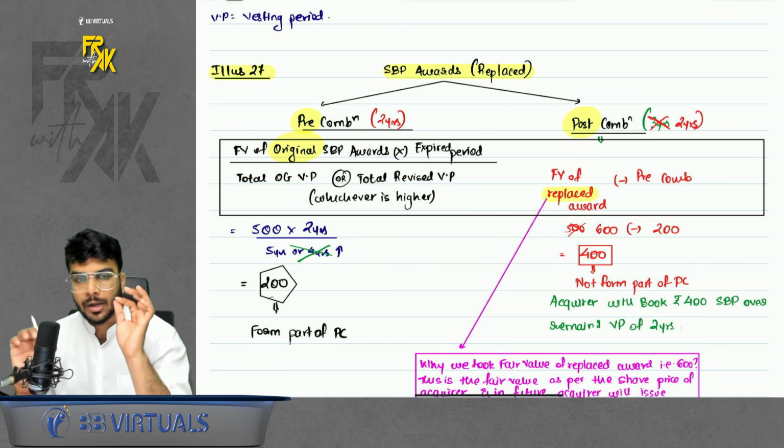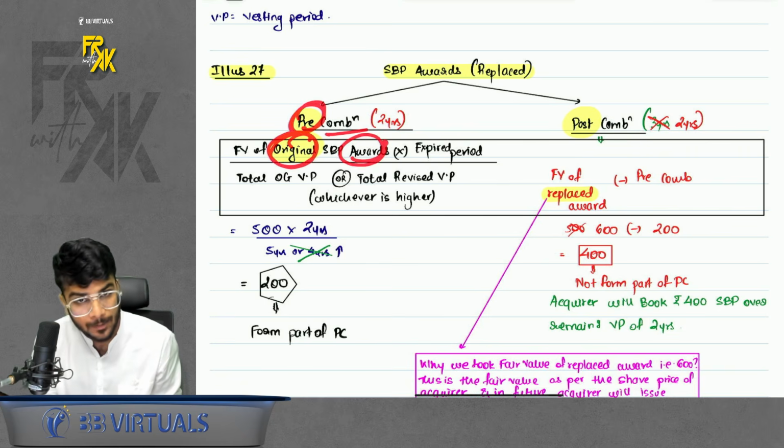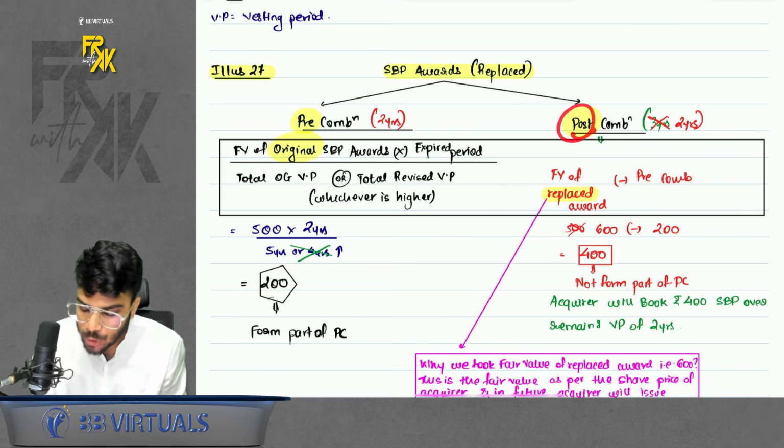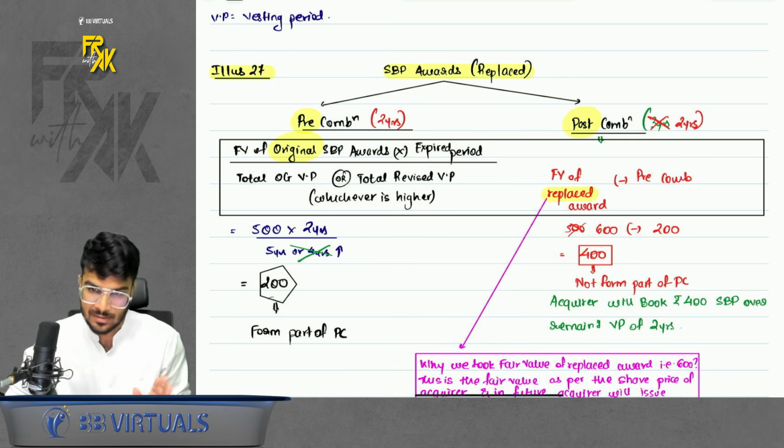Okay, so a point of caution is that when you are calculating pre-combination amount, you will take fair value of original SBP award. But when you are calculating post-combination amount, you will take fair value of replaced award. Not going into the logics, we discussed the same in class as well.